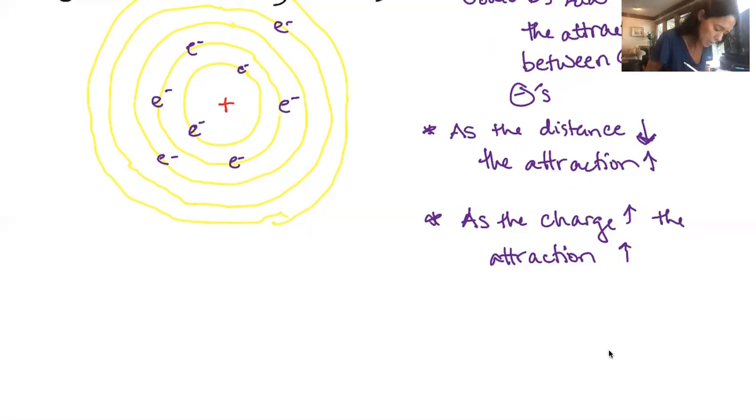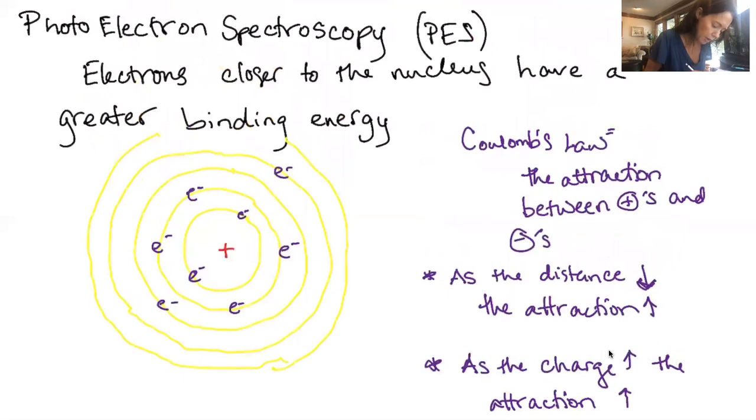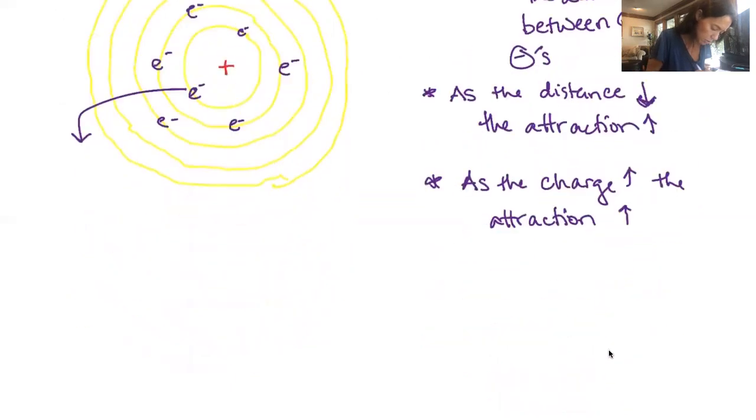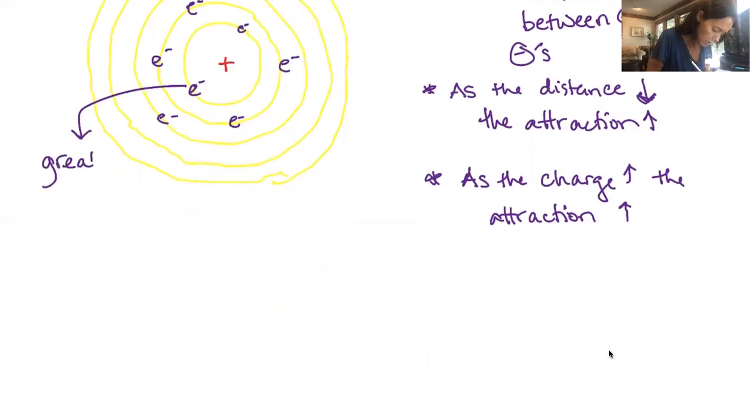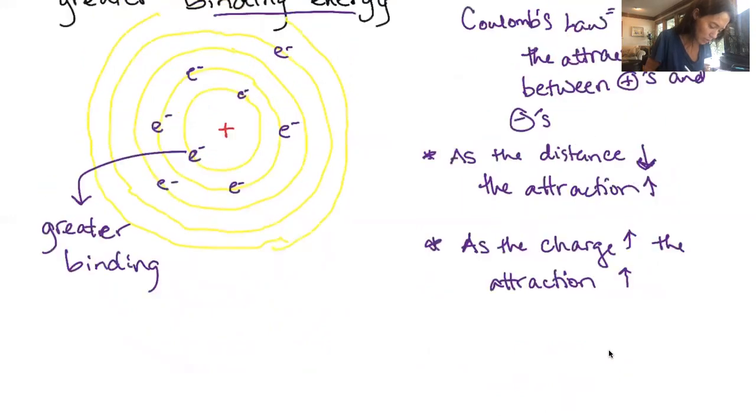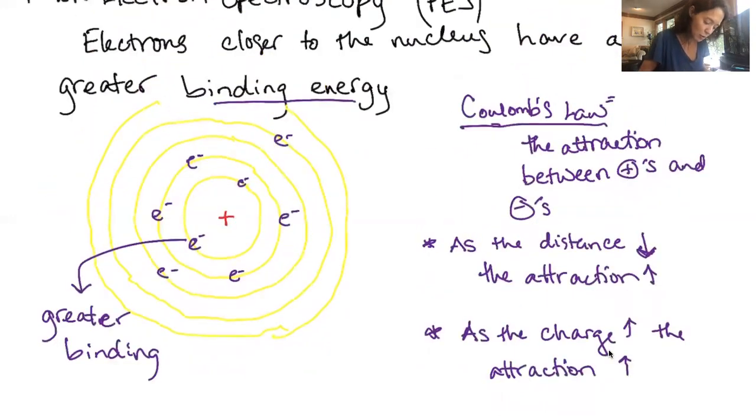Now, we were talking about binding energy, and this is a main factor of what we're going to see here. I'm going a long way around this because I want you to understand. But that binding energy is a main factor. The closer electrons have a greater binding energy. Why? Because they're closer. And according to Coulomb's law, the closer the charged particles are to each other, the greater the attraction.